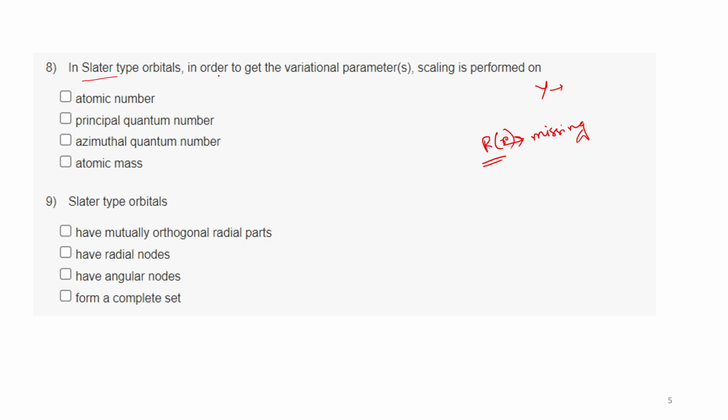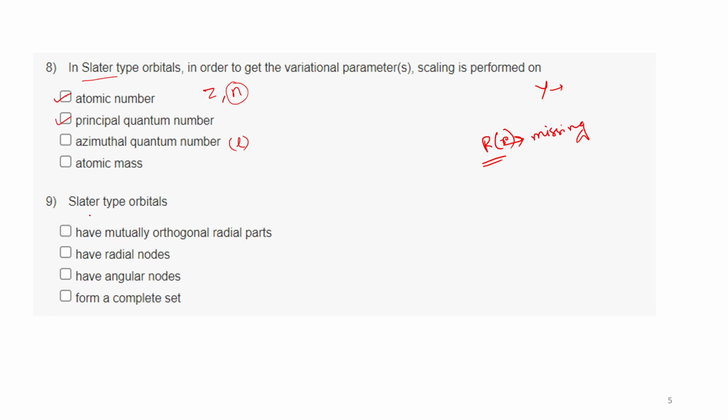In Slater type orbitals, in order to get the variational parameter, the scaling is performed on the atomic number Z and N, the principal quantum number. Both of them are there. We don't really care about the azimuthal quantum number L, and atomic mass is not a variational parameter. So these two are the variational parameters that we use.